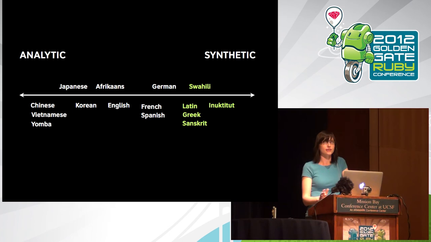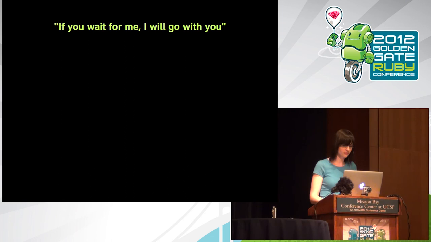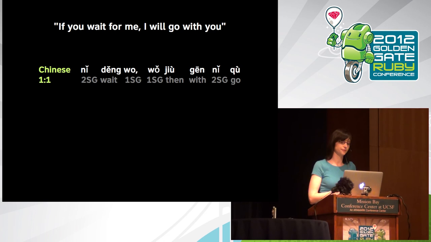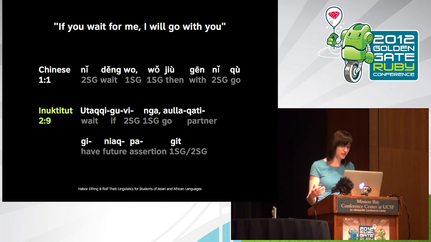So one of the most synthetic languages is Inuktitut, which is an Inuit language. If you compare Chinese and Inuktitut, you can get a really good sense for the bounds of this spectrum. So take the phrase, if you wait for me, I will go with you. In Chinese, this phrase is 9 words and 9 morphemes, so the ratio is 1-to-1. But in Inuktitut, this phrase is actually just 2 words, so the ratio is actually about 2-to-9 here. So you can see how differently those work.